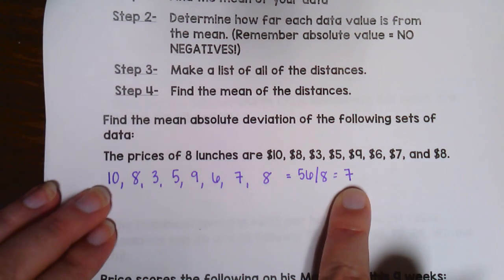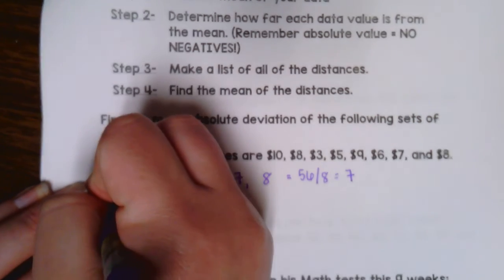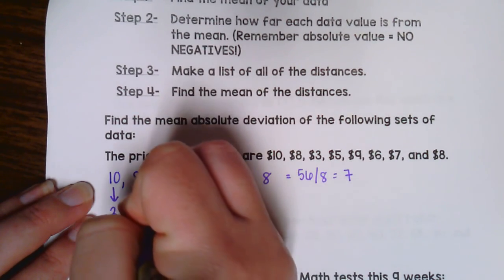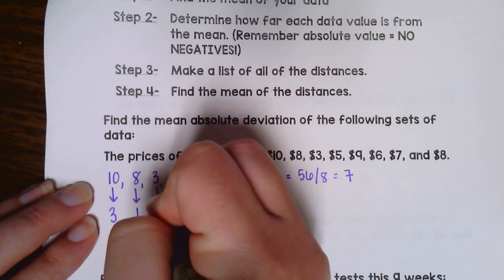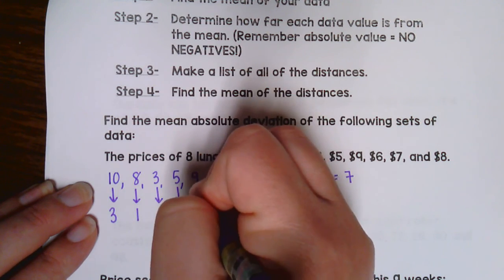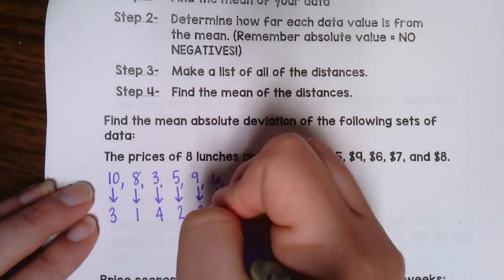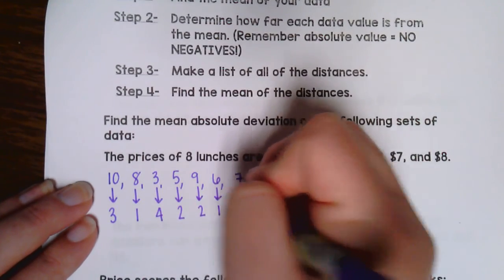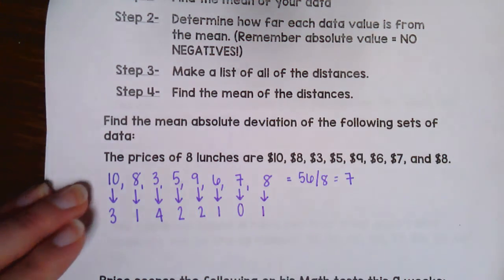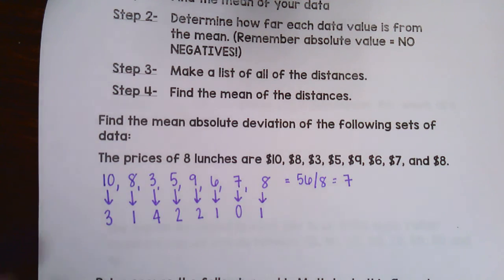Then I need to see how far each of these numbers is from 7. So 10 is 3 away from 7. 8 is 1. 3 is 4 away from 7. 5 is 2 away from 7. 9 is 2 away from 7. 6 is 1 away from 7. 7 is 0 away from 7. And 8 is 1 away from 7. So I've made my list. Now I'm going to find the mean of those distances.